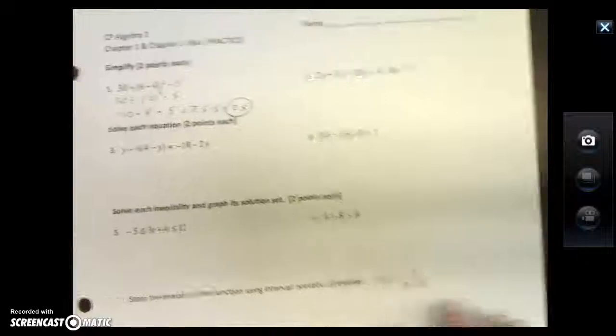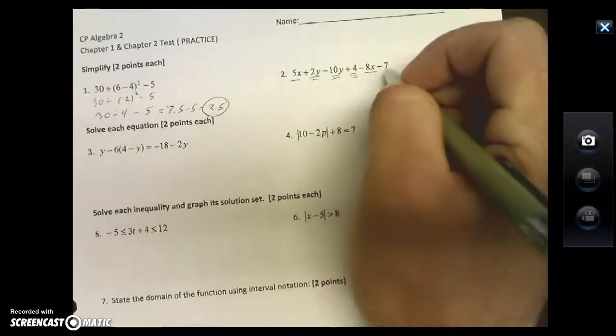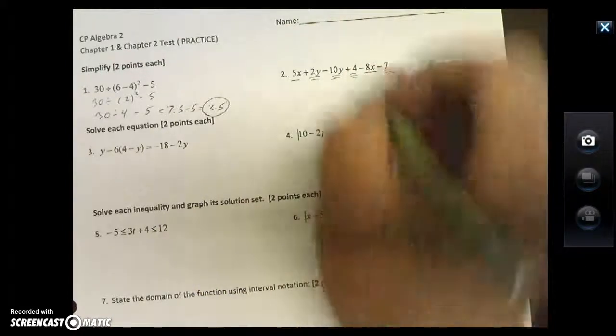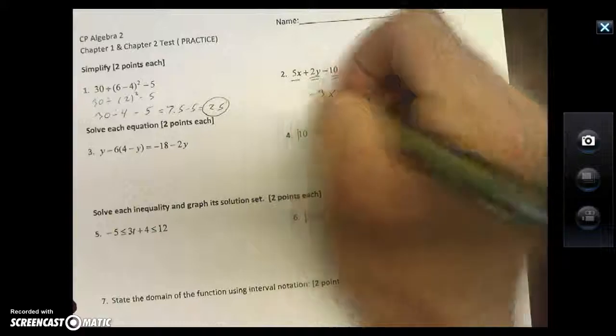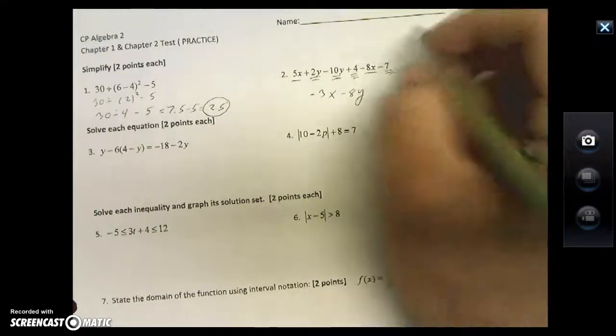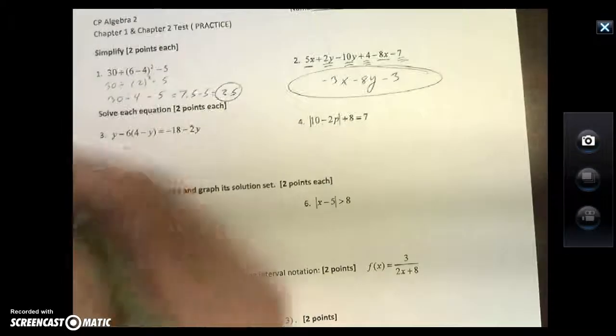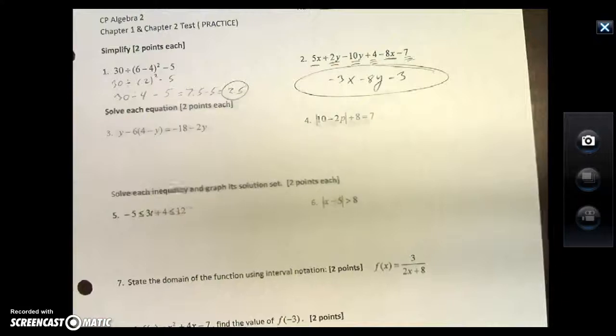Good. Now next one, we're just combining like terms. I like to underline things. If that helps you, go for it. 5x minus 8x is negative 3x. 2y minus 10y is minus 8y. And then the 4 minus 7 is negative 3. Keep everything separated and you'll be in good shape.